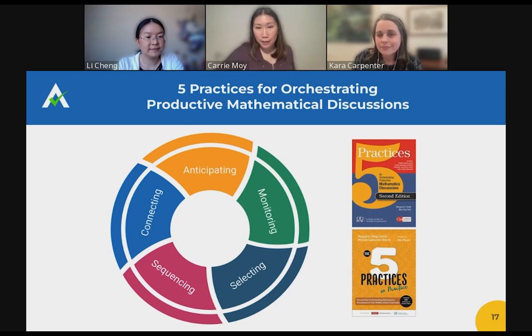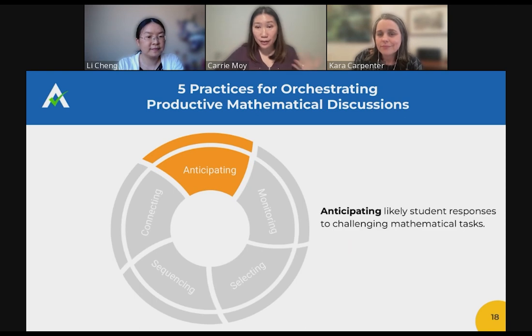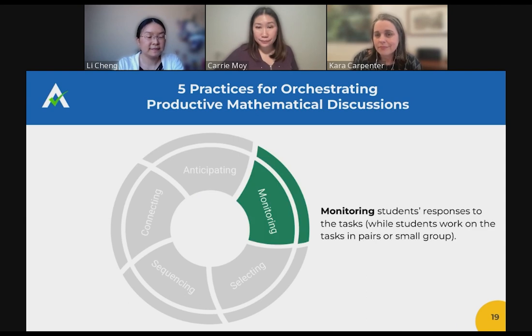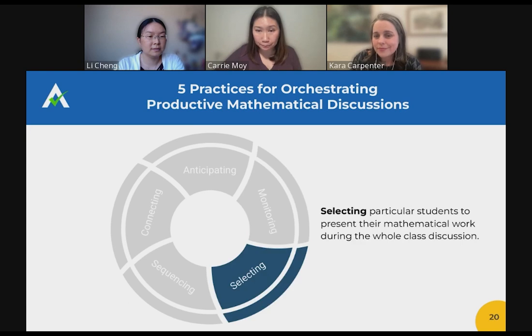And so the 5 mathematical practices we're going to go through today are anticipating. This is where you are able to think about how your students might respond to a mathematical task. Then you're monitoring. You're actually walking around the classroom, listening in on students' responses while they're working on the task in small groups or in pairs. You're looking for things that you anticipated early on and different or alternative solutions students came up with.